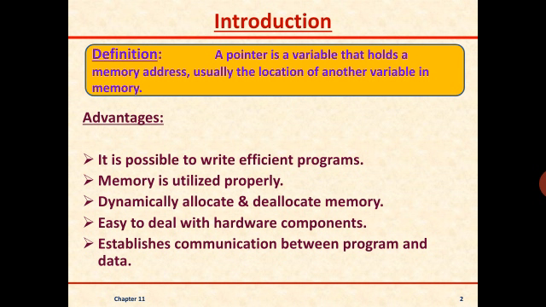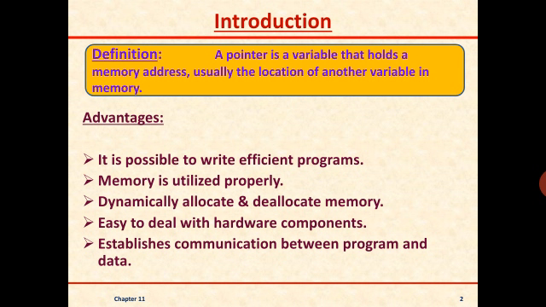What does variable mean? Variable means it is used to store the value temporarily. Similarly, what does pointer mean? It is again a variable, but it will not hold any value. It stores the memory address of another variable. There is a difference between a simple variable and the pointer variable.